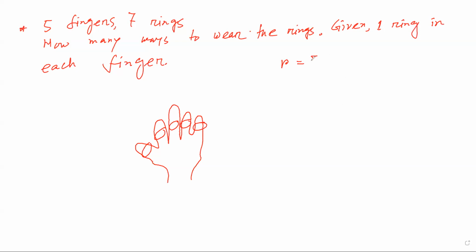And what will be the value for N? 7. Okay. So what will be the answer of total number of arrangements? 7 factorial over 2 factorial, which is equal to 7P5, right? So this is our answer. This is how easy these things are.